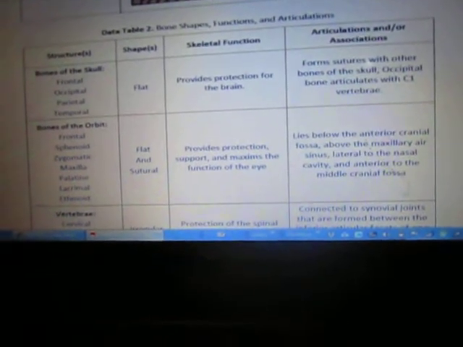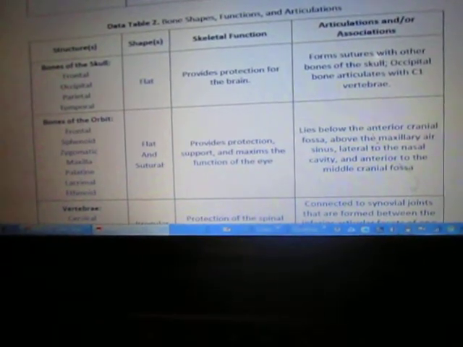They articulate to form sutures with other bones of the skull. And then we have the orbit, which are considered and labeled flat and sutural. They lie below the anterior cranial fossa, above the maxillary air sinus, lateral to the nasal cavity, and anterior to the middle cranial fossa. The vertebra, which is also an example of irregular. Majority of the bones are either long or flat.